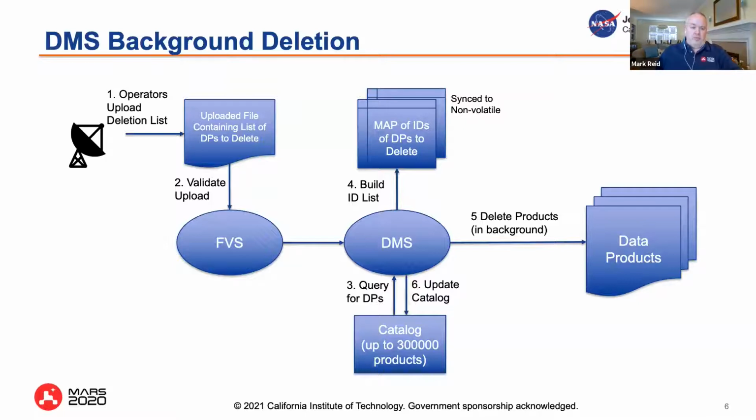So that's sort of the flow, how this works in a 6-step case. So next chart.